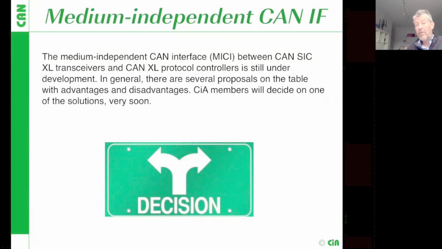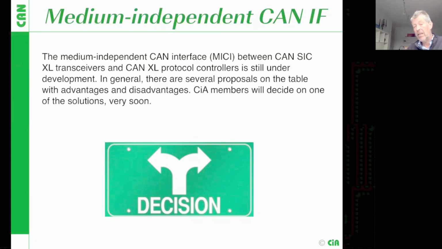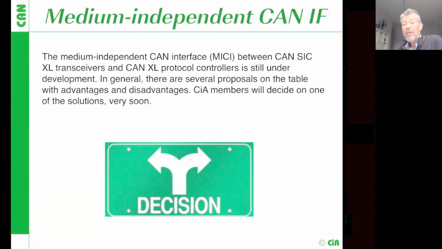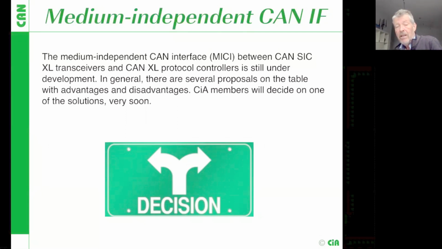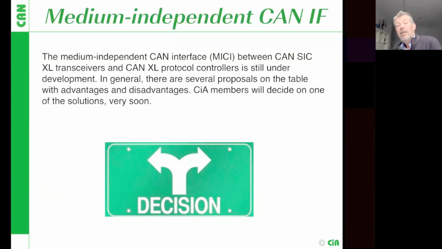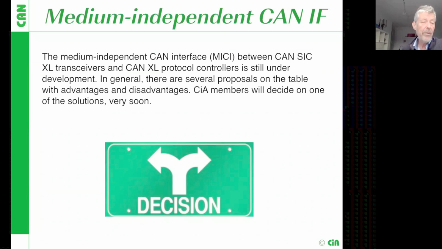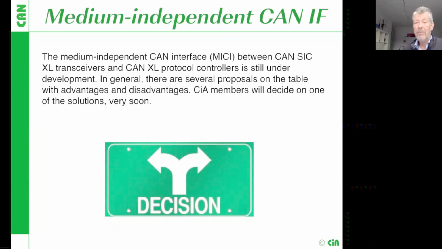We have different proposals on the table with advantages and disadvantages. And the CIA members and the responsible working group or task force has to decide which one should be chosen. I hope that we will do this very soon. It is intended to do this in the next couple of weeks, in maximum some months, but I don't think that we need that long time.